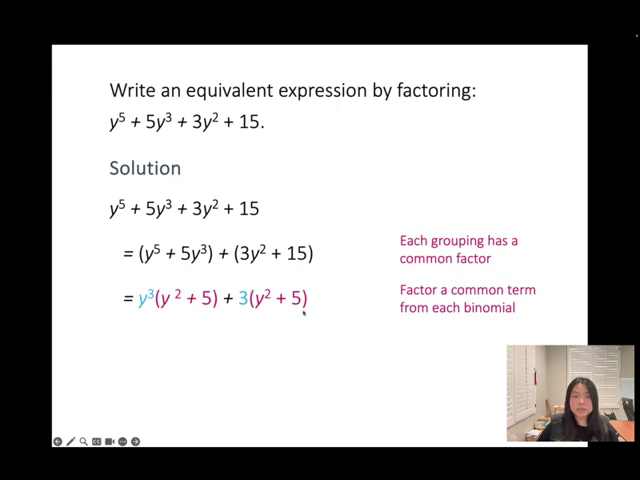Okay, last step, we are not done yet. So you can see we still have the common factor, y squared plus 5, y squared plus 5. So we're going to factor that out. We're left with y cubed plus 3 here. Okay, this is the idea of factor by grouping. One more time, when you have 4 terms, think about this method.